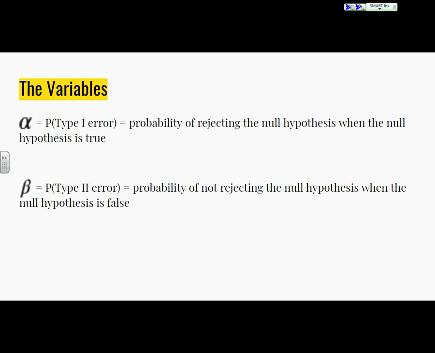Okay? Type 1 error is going to be the probability of rejecting the null hypothesis when the null hypothesis is actually true. We don't want that to happen. All right? I don't want to say something is not true when it actually is. And then type 2 error is going to be the probability of not rejecting H naught when the null hypothesis is actually false. There's big consequences in statistics whenever this happens.